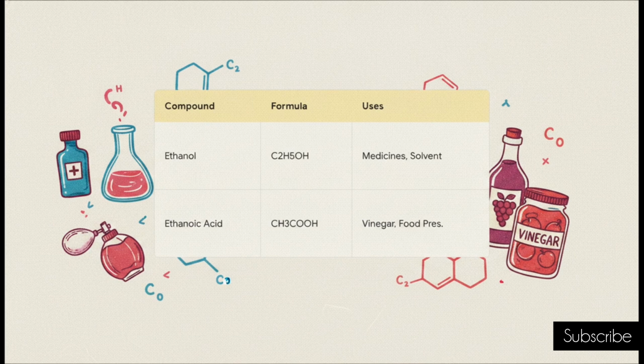Let's look at 2 super important real-world examples. Ethanol, with the formula C2H5OH, is a huge deal. It is used in medicines, as a solvent, and even in perfumes. Then you have ethanoic acid, CH3COOH, which is what we use to prepare vinegar and preserve food.